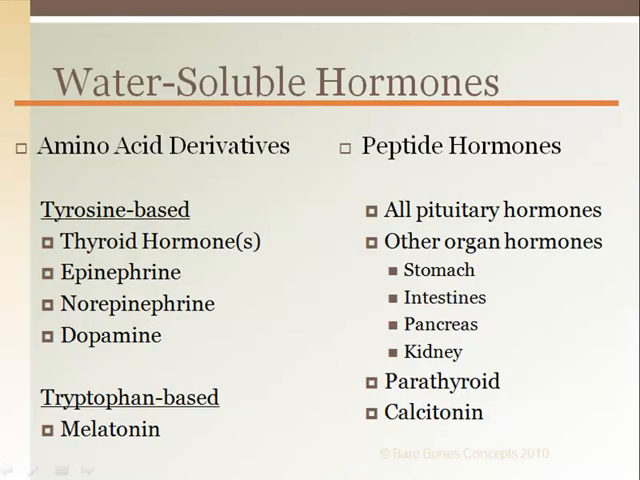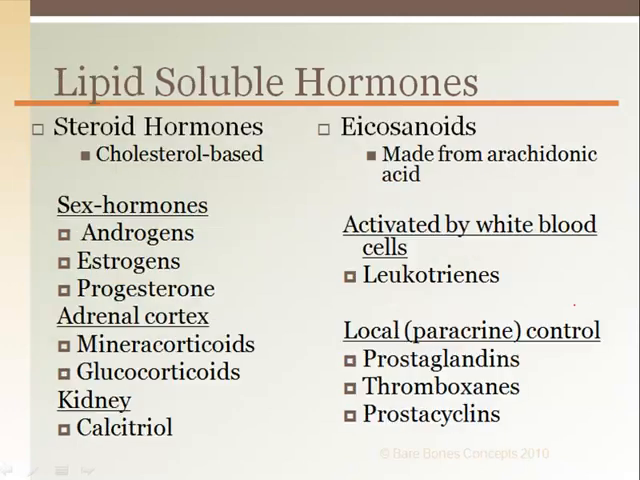Here is a summary of the hormones that are classified as water-soluble. The thyroid hormones, epinephrine, norepinephrine, dopamine, melatonin, all the pituitary hormones, and other organ-specific hormones from within the stomach, intestines, pancreas, or kidney, parathyroid hormone, and calcitonin, just to name a few.